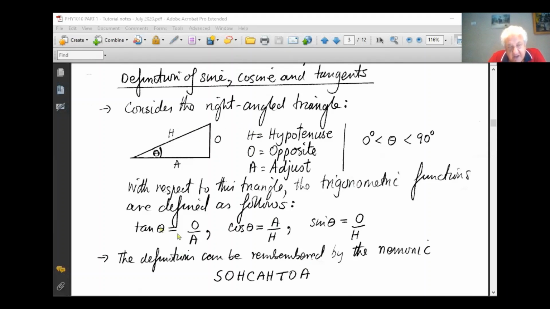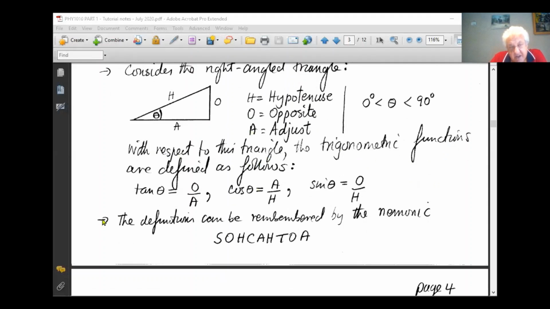The definitions of tangent, cosine, and sine. If we consider a right angled triangle, hypotenuse H, opposite O, adjacent A. Definitions are the same if I write theta here. It makes no difference. It's just that I will reverse the positions of the opposite and the adjacent. Theta, you can see, is always going to be less than 90. And this is a right angle there.